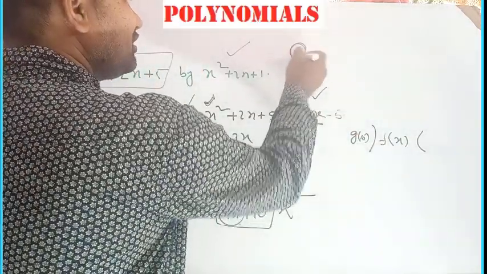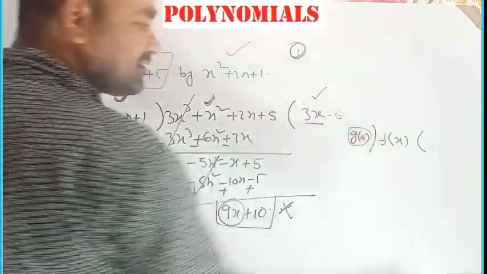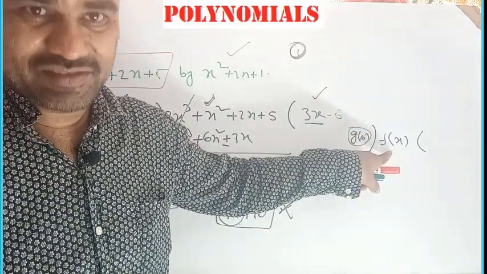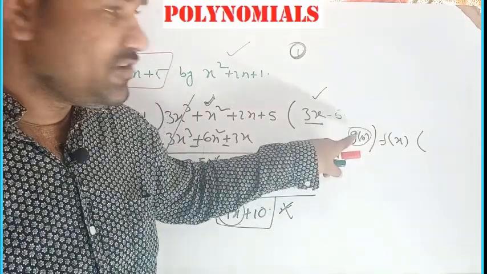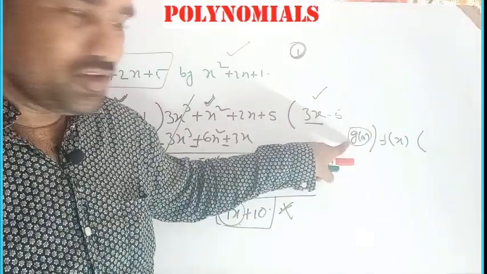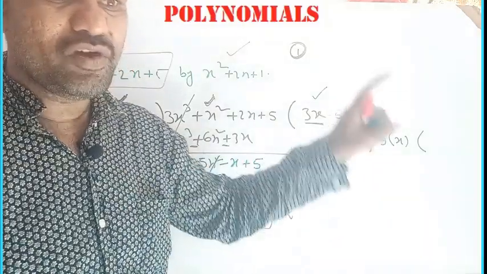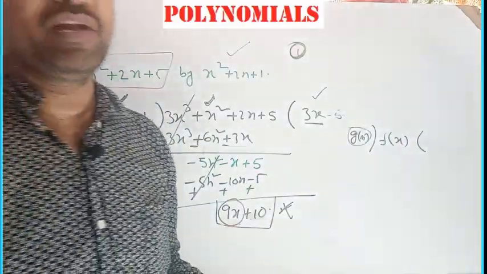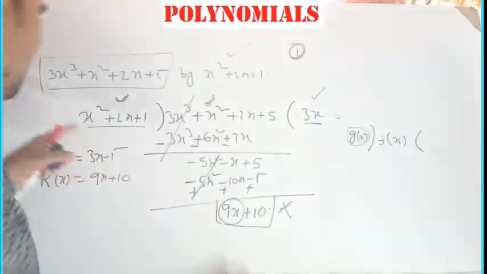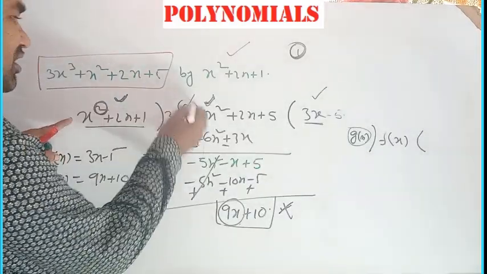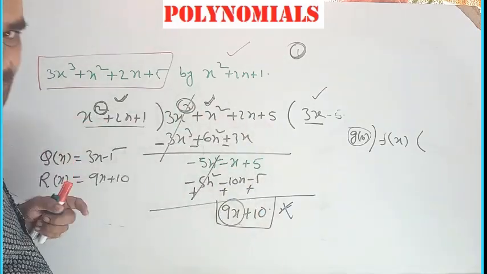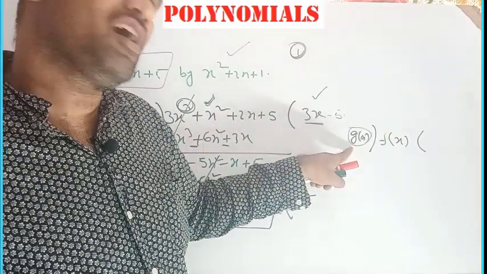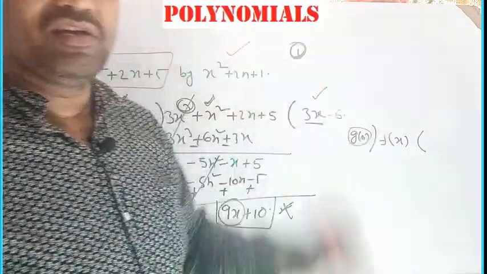Condition number 1: the degree of the divisor should be lesser than or equal to the degree of the dividend. Then only can you divide a polynomial by another polynomial, and then only will we get a quotient and remainder as polynomials. See here, this is second degree and this is third degree, lesser only. You can divide. That's why the degree of the divisor should be lesser than or equal to the degree of the dividend.